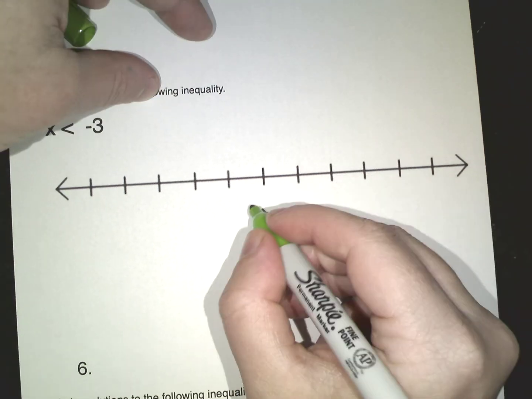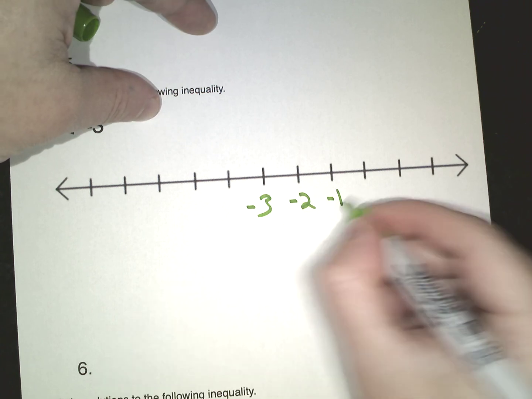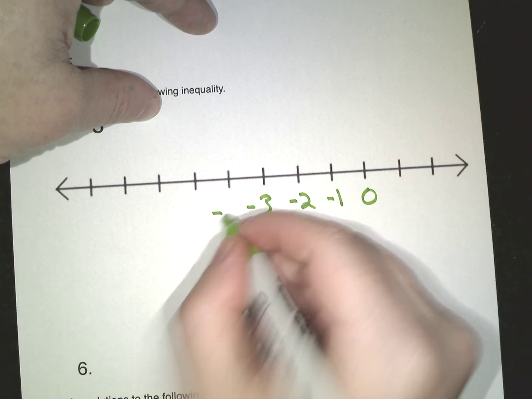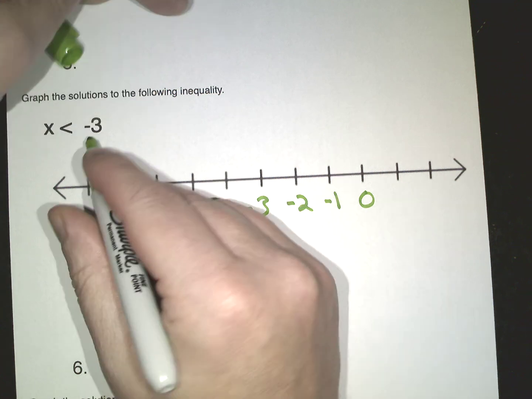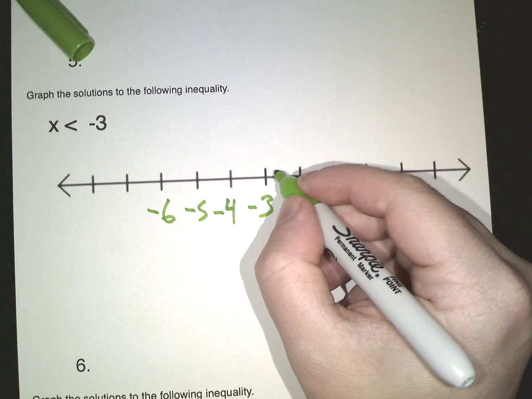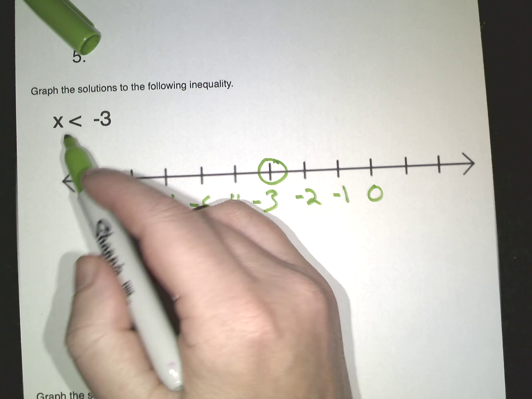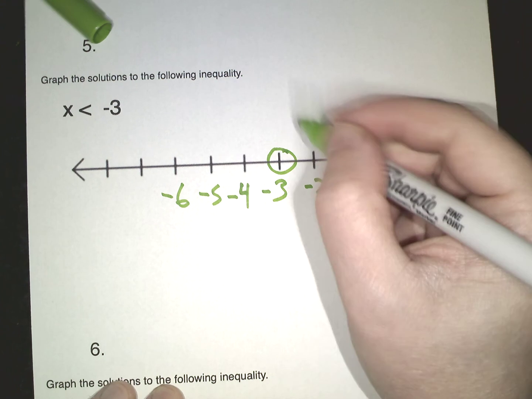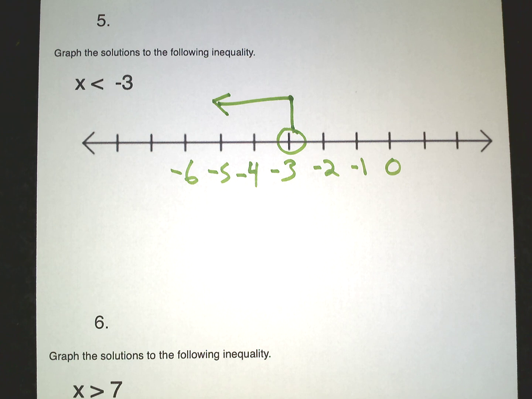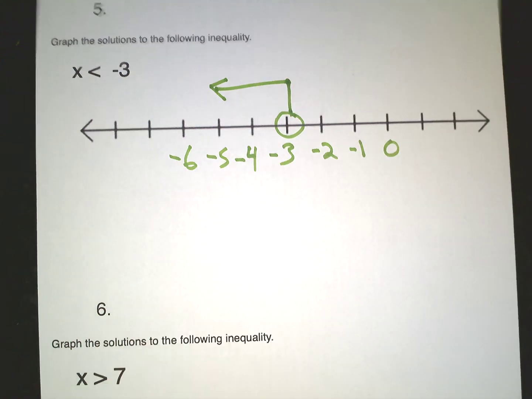If I'm doing this, I go a little bit in this direction and then a little bit in this direction from the negative 3. Now, the negative 3 is the one I have to have on there. I'm going to put that in the middle. I'm going to circle it because it doesn't say equal to. And it says x is less than. Know your less than, greater than symbols. Now, less than is always to the left. So if you want to think of it that way, if you're writing x is less than, it's to the left.